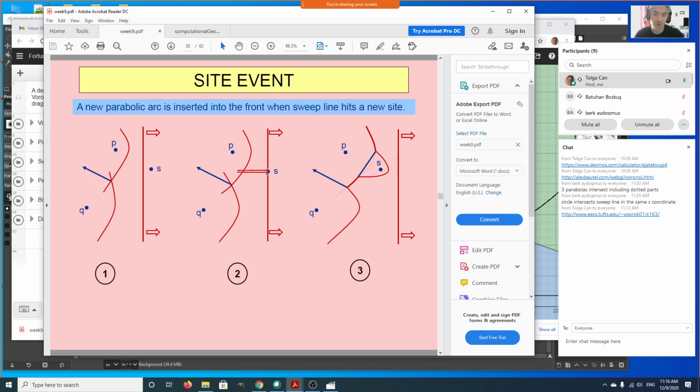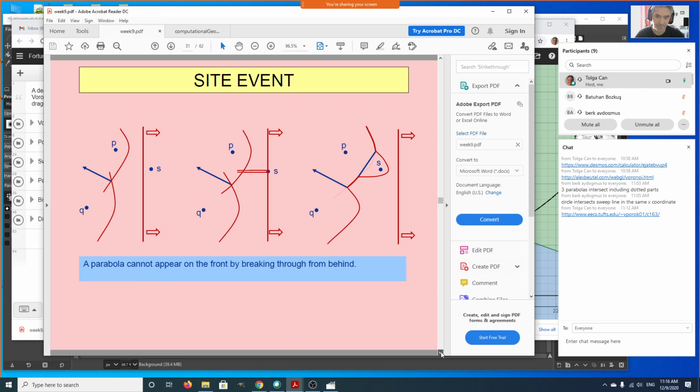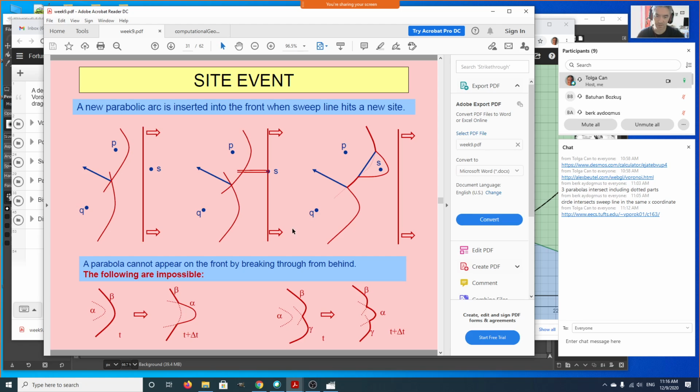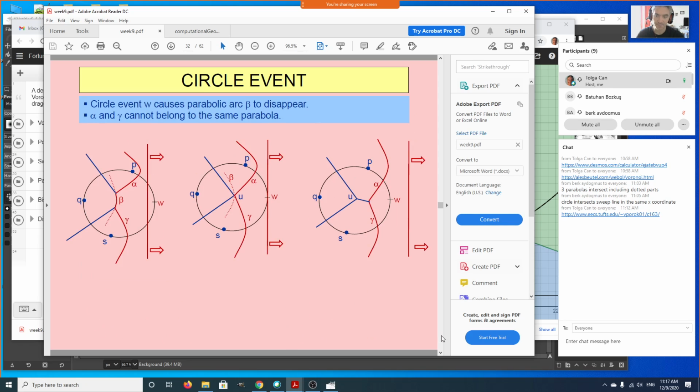That's where a new parabola is going to appear. When we are moving the sweep line, some previous parabola cannot come in front and break the beach line. The parabola cannot appear on the front by breaking through from behind. A parabola like alpha here will never appear. Alpha will not become thinner and break through the existing parabola.